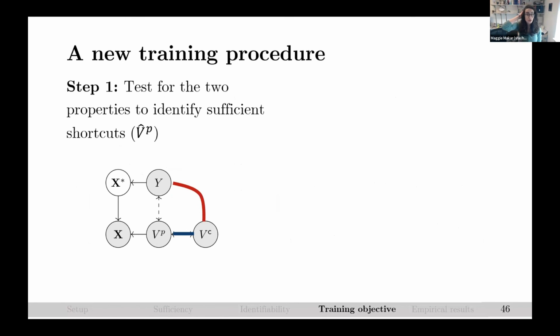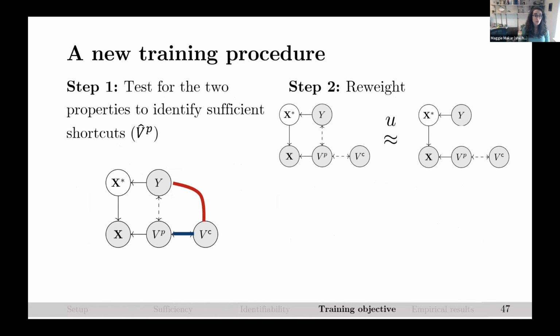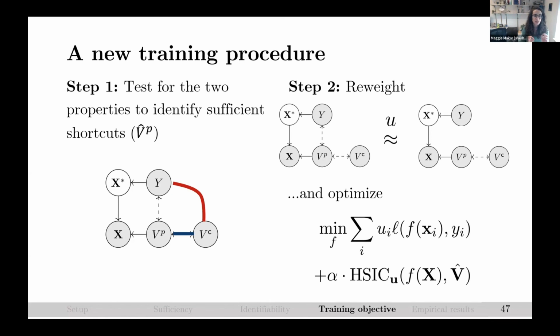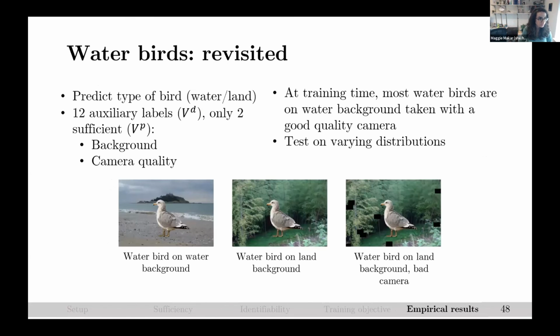That gives us a new training procedure. In the first step, we conduct those two tests that I didn't quite go over, to help us identify a sufficient set of shortcuts, this V_P. In step 2, we follow a similar template to the first part of the talk, where we reweight the data, only taking into consideration V_P as the shortcuts, and then optimize using the Hilbert-Schmidt independence criterion, again with this reweighted penalty and the reweighted loss.